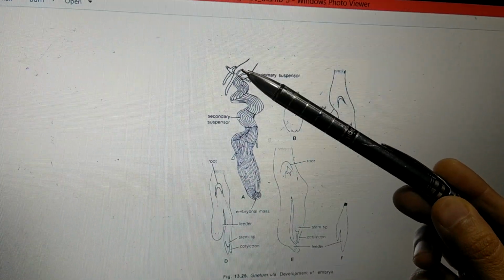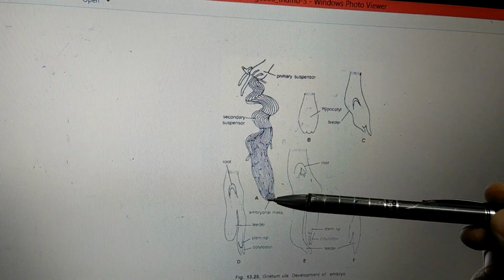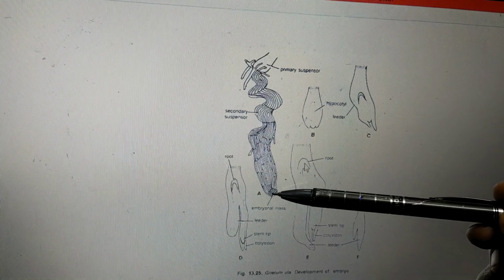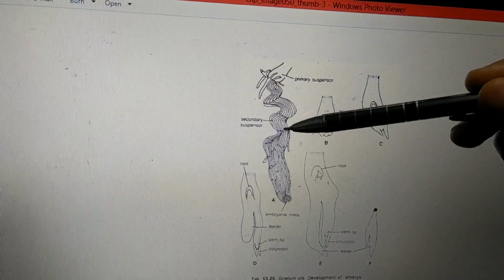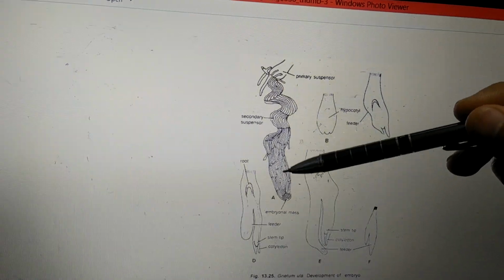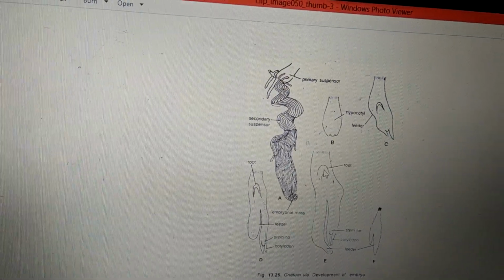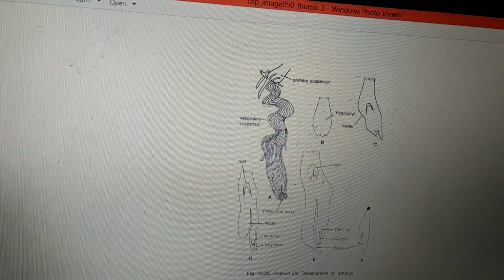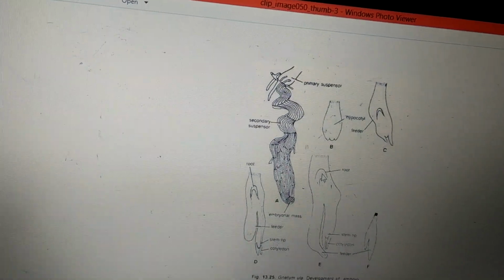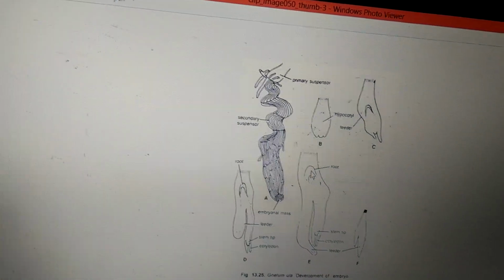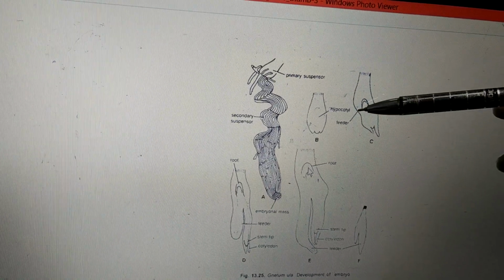Now what is the role of this suspensor? The role of this suspensor is to push this embryonal mass, which is going to develop into the embryo in future. The role of the primary and secondary suspensor is to push this embryo into the endosperm in order to drag the nutrients.